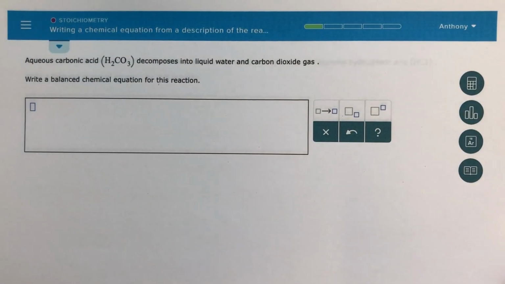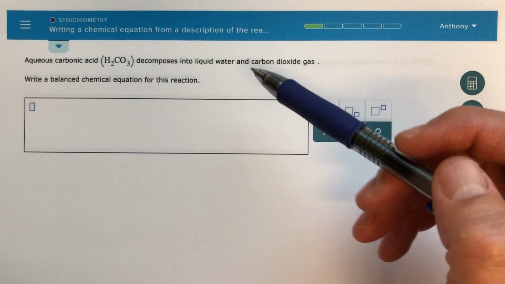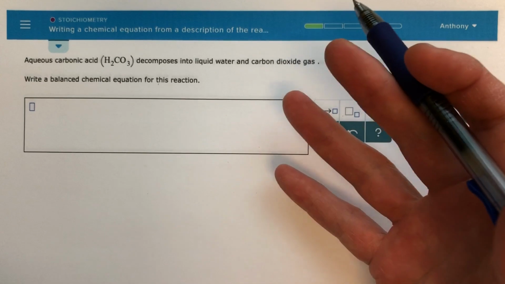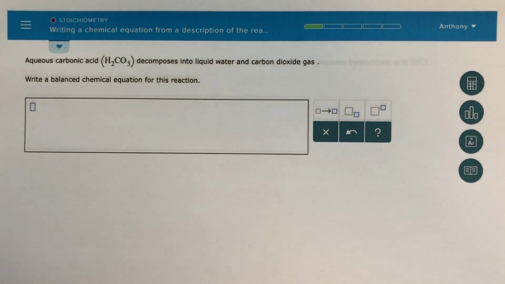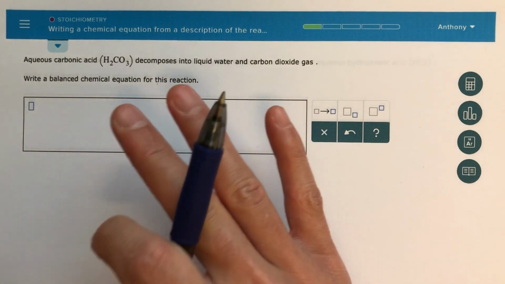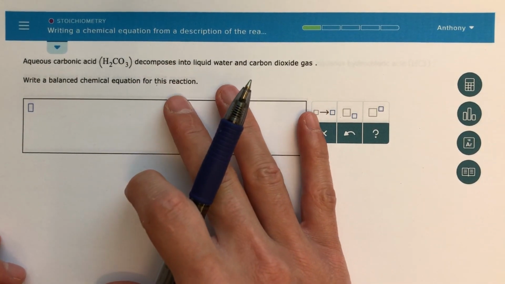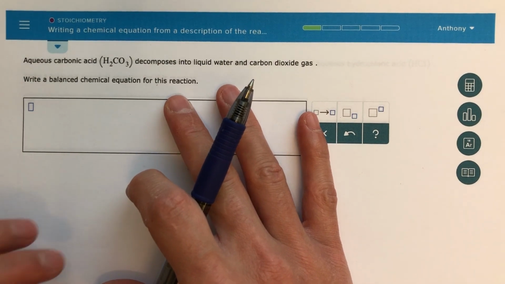All right, welcome back. So this is an ALEKS topic that's called writing a chemical equation from a description of the reaction. This is a great topic to get us some practice converting names into actual chemical formulas, writing chemical reactions, and then also balancing, making sure that we can balance our chemical reactions properly. So let's get started. I'm going to do 3 different examples of this topic in this video, so stick around.